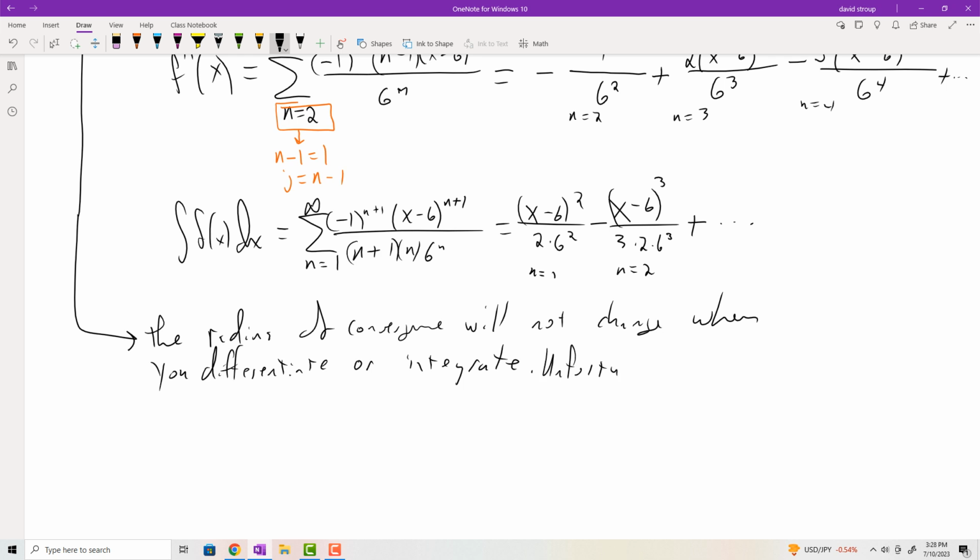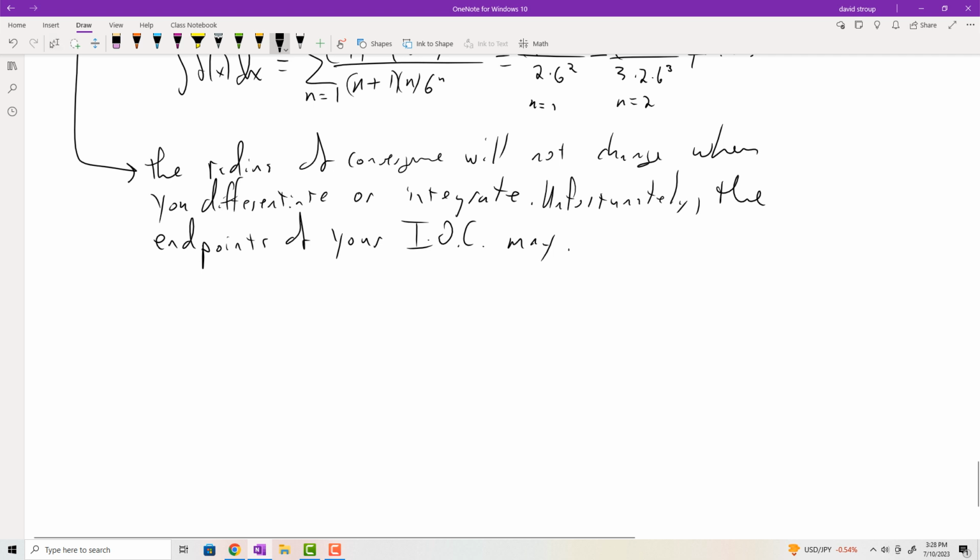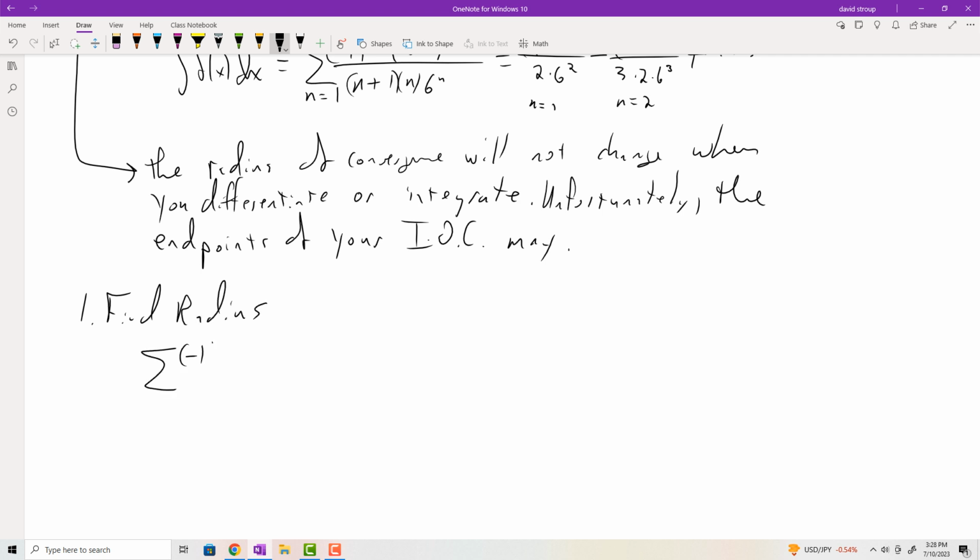Unfortunately, the endpoints of your interval may. So what I do is first get the radius from the original function. So first find the radius, and the original function, we've probably forgotten, the original power series was this guy. What the heck was it? (x − 6), there we go, and it's just to the n.